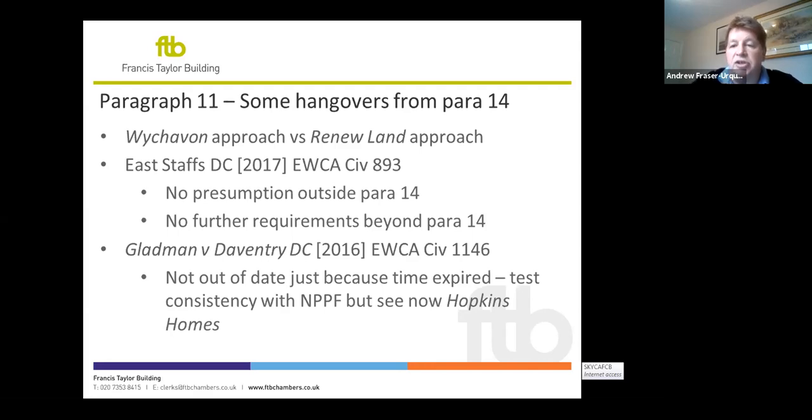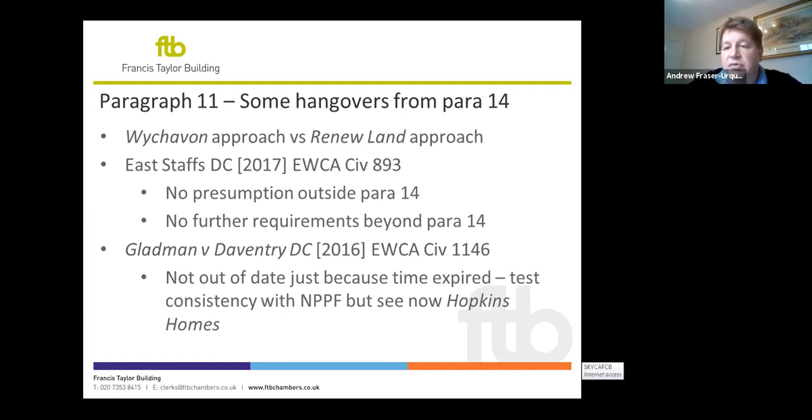The second issue, and this is one that Esther's going to touch on with some more recent case law about the 2019 issue, but it's worth just mentioning it in the context of the 2012 NPPF, is this thorny issue of whether or not policies in a development plan are out of date simply because the plan itself is time expired, i.e. a development plan that was meant to run from 2005 to 2015.